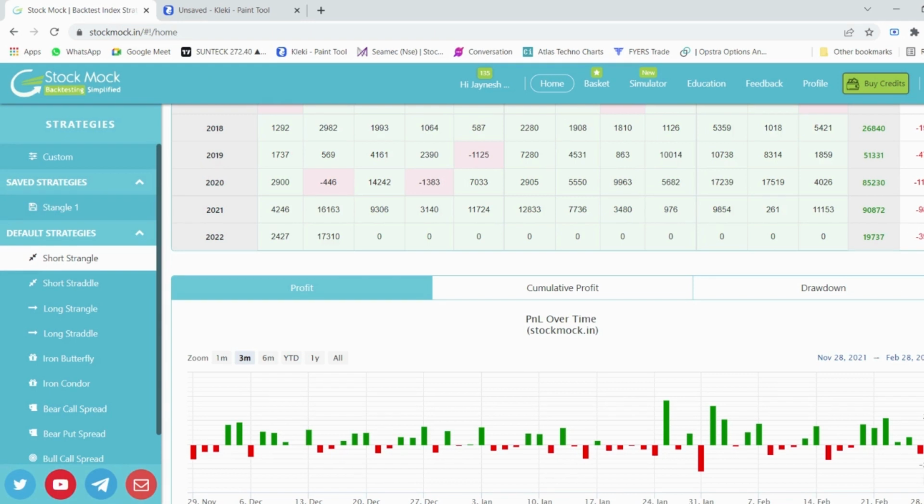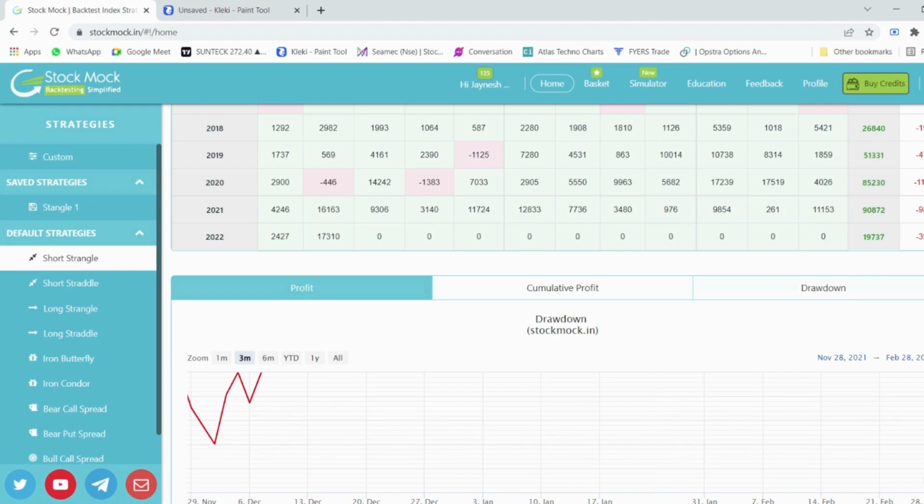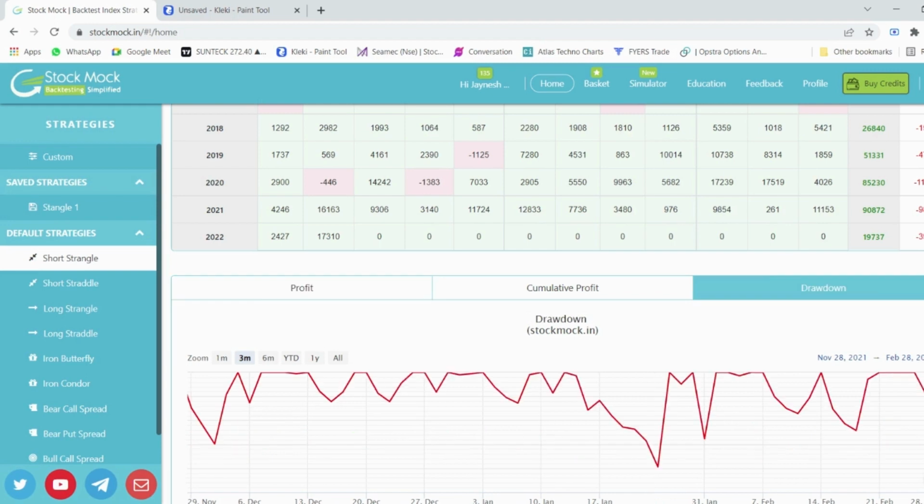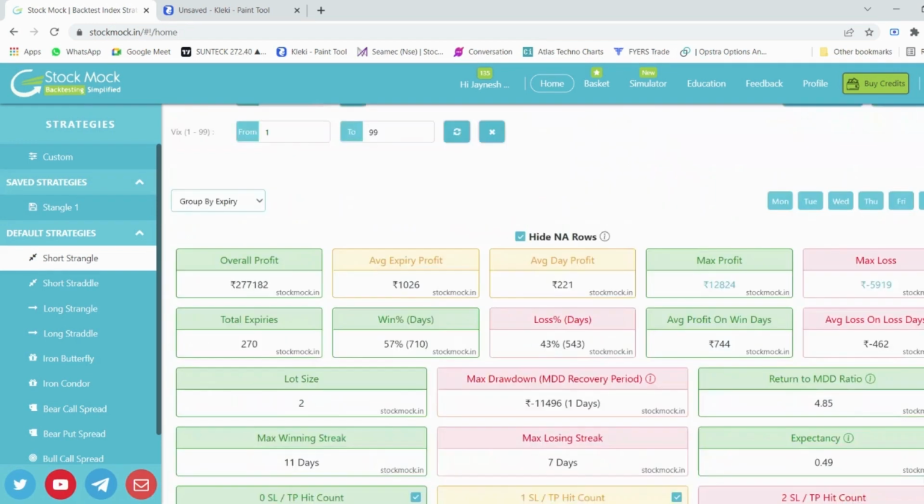So this could be assumed because the overall volatility of stocks is increasing from 2017 or 2018 to 2022. So as the market conditions are changing, that is why you see that the profit has been increasing year by year. So if you look at the drawdown, this strategy has very less drawdown, as I have mentioned. This is per lot, right?